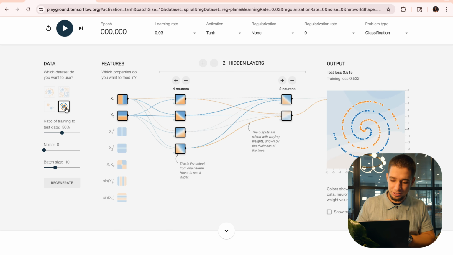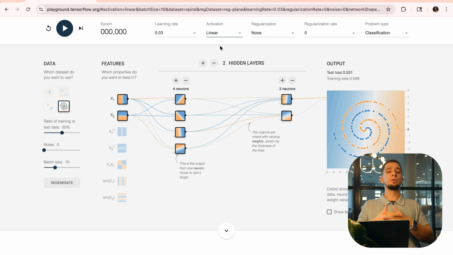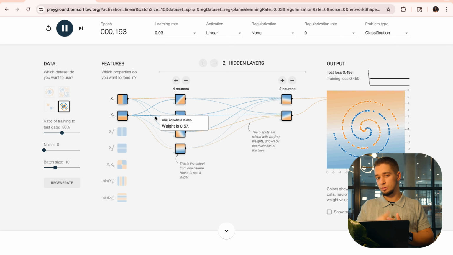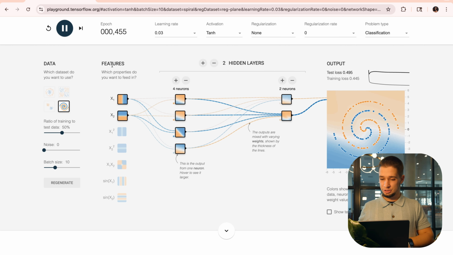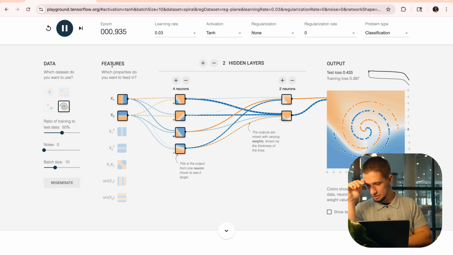But the most interesting part comes here, because let's discover what we'll have if we use linear. We cannot use it here because it will try to make one whole line where there is no way of doing that. It's a spiral. Let's go with, for example, tanh. It's doing a much better job, but you can see how hard it is for it to understand.